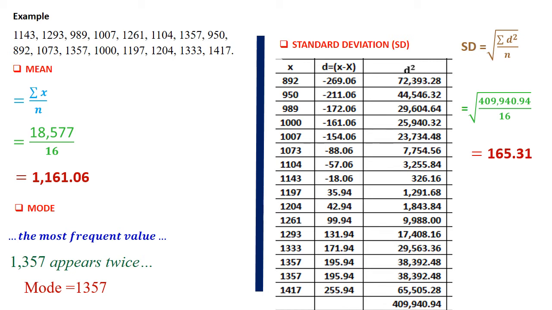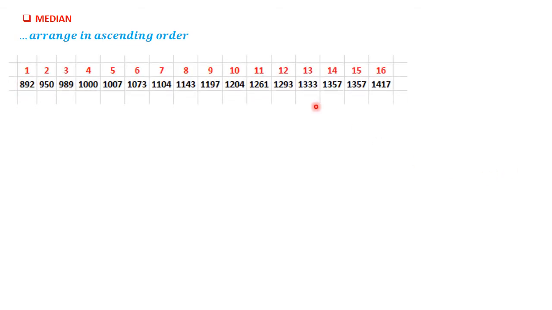Now, having said that, we need to move to the next thing, and it's the median. So in the median, we need to arrange the data in ascending order. Now, I have done it for you here. I have arranged them in ascending order. The smallest number is 892, followed by 950, followed by 989, 1000, 1007, on and on in ascending order up to the 16th value, which is 1417.